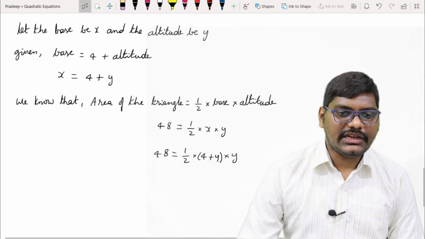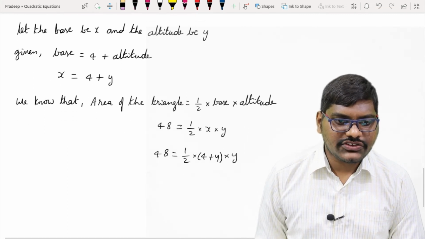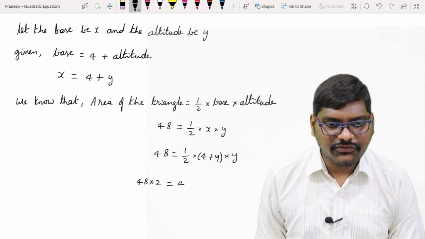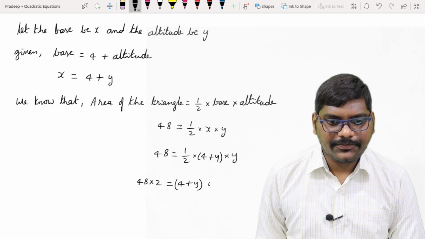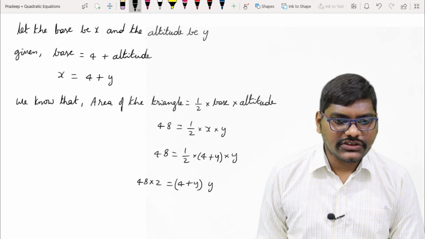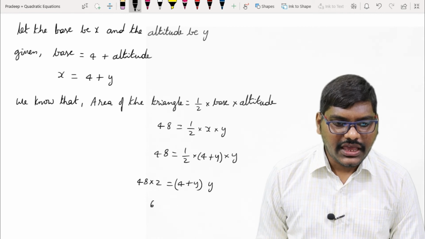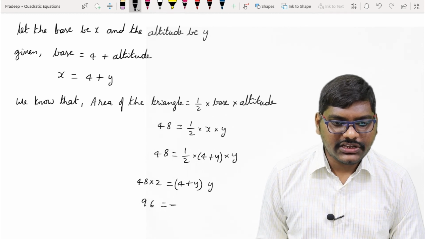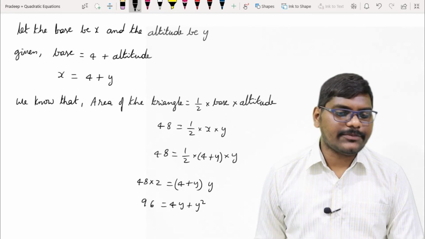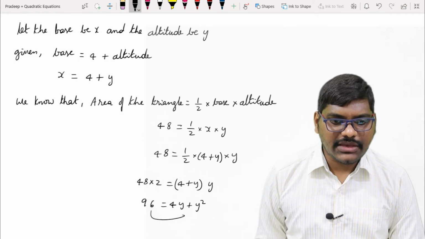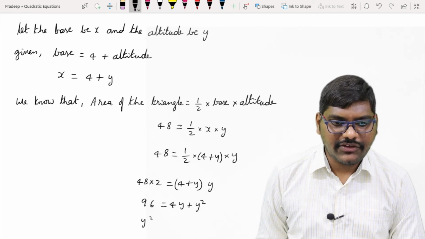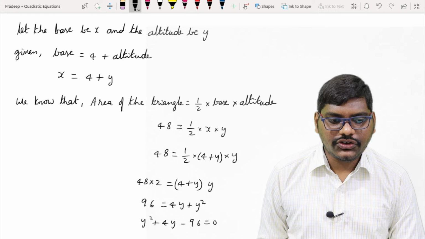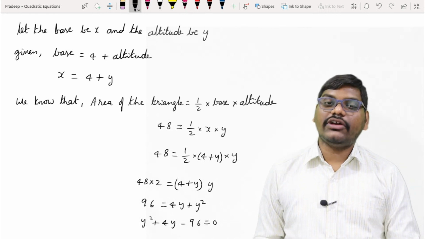So let's try to multiply further. This 2 I'll just send to this side, so this is becoming 48 into 2 equal to 4 plus y into y. So now 48 into 2, that is 8 2's, it was 16, and 4 2's 8 plus 1 is 9, 96 equal to, and this y I'm sending inside, so that is becoming 4y plus y square. Now if this 96 I'm bringing to this side, we'll be getting y square plus 4y minus 96 equal to 0. So this is the quadratic equation which we got.